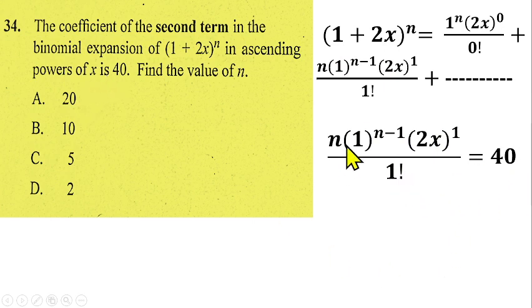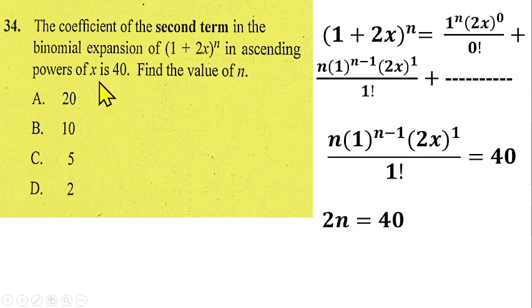Then 1 factorial is 1. And 1 raised to power any number is 1. So that means we'll be having n. Then 2x raised to power 1 is the same thing as 2x. So we'll be having 2x times n. But we don't need the x, we only need the coefficient of x, so we don't need to put x there. In this case, we'll be having 2n equals 40.